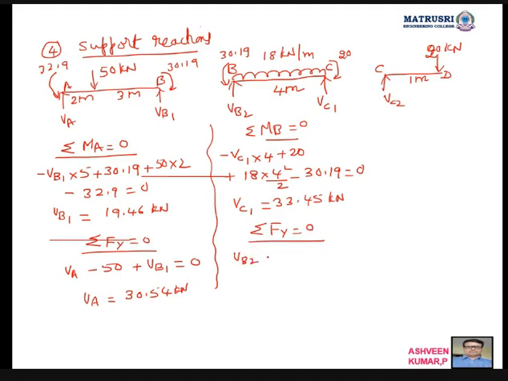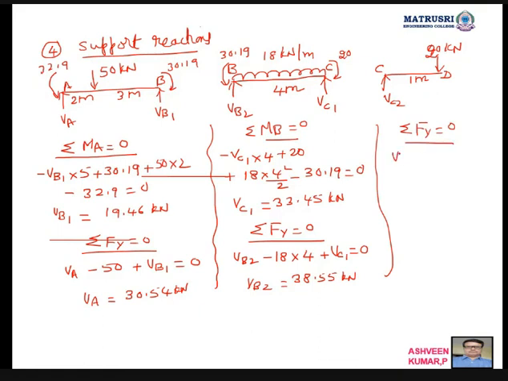Then we will go for sigma Fy is equal to 0: VB2 minus 18 into 4 plus VC1 is equal to 0. Then if you substitute the value of VC1, we will get VB2 is equal to 38.55 kilonewton. Here it is simple, you can only take Fy is equal to 0: VC2 minus 20 is equal to 0. VC2 is equal to 20 kilonewton.